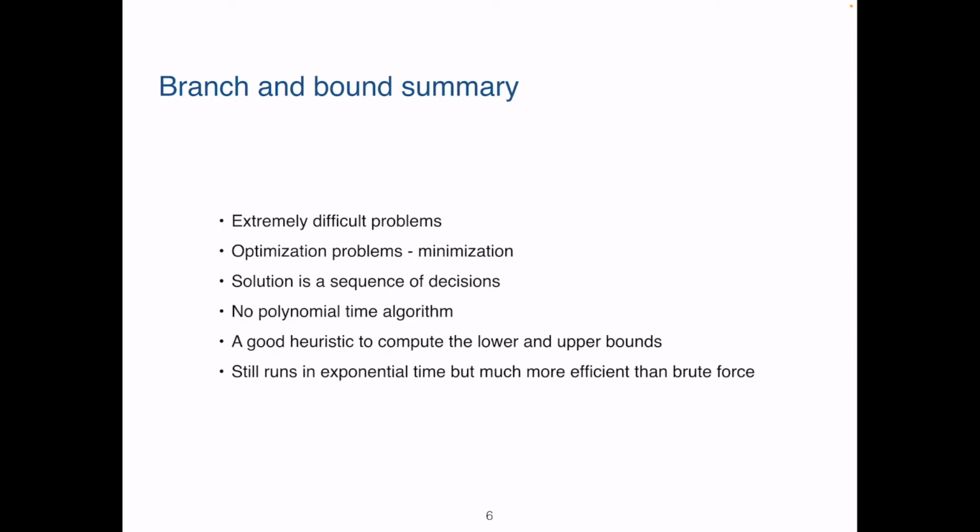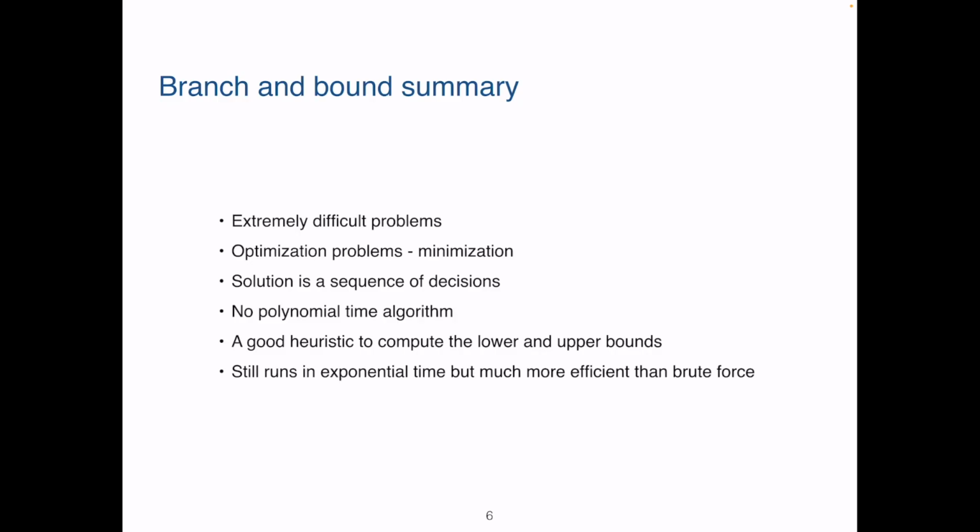The key to the design of a good branch and bound algorithm is the heuristic to compute the lower and upper bounds for each partial solution. A tight bound allows us to update the global bounds and thus to eliminate as many partial solutions as possible without the need to further extend them.